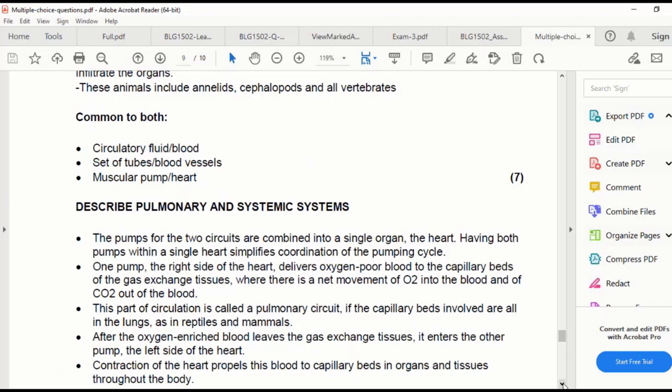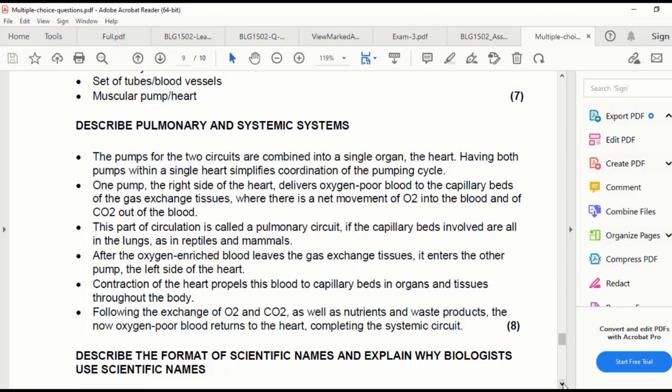I think this one will pass. Describe the pulmonary systematic pump. Now you don't worry about this one. No, don't worry about this one. But either way, let's just tackle it.